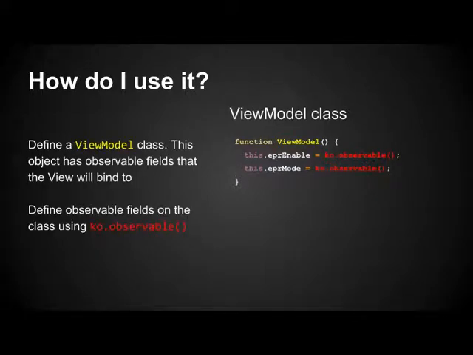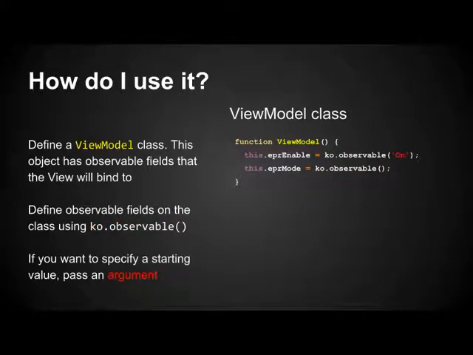These two fields, EPR enable and EPR mode, are just KO knockout observables. When you want to be able to watch the value of something change, you create a knockout observable. It's what gets returned as a function. You can't just read the value straight off the field. You actually have to call the function to get the value, or call that same function with a new value to set that value. For example, if you wanted to have the initial value of EPR enabled to be on, you would pass this on parameter to the constructor. It works the same way as if you're setting the value of EPR enable.